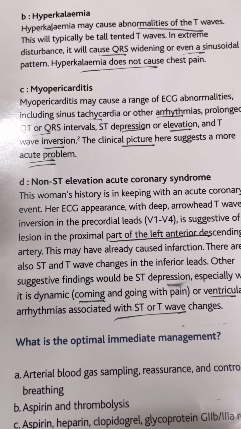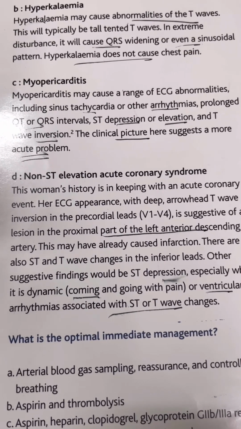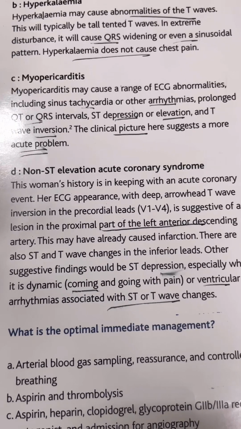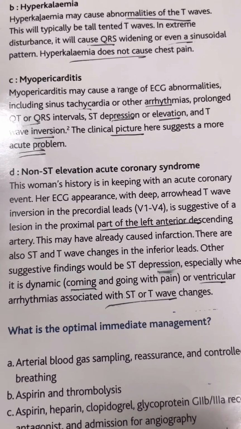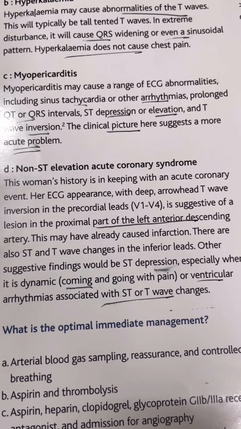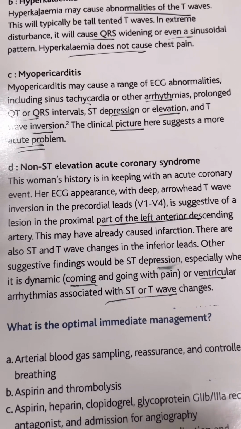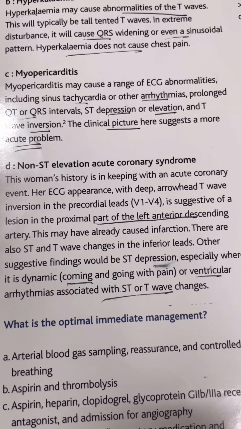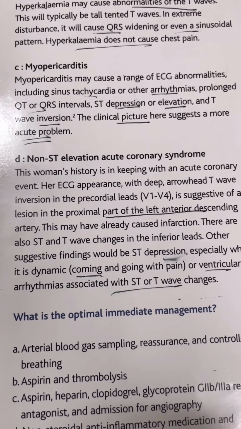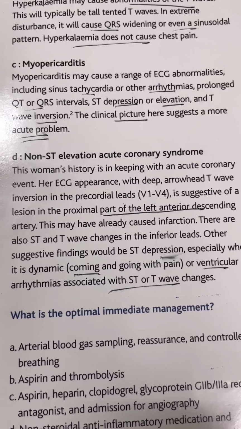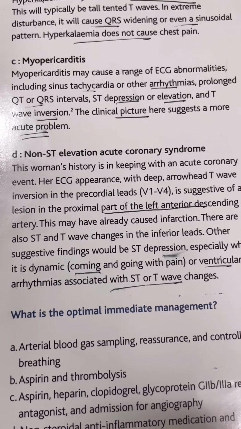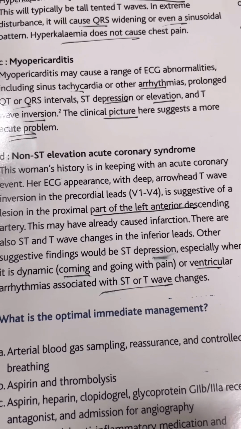Then C, myopericarditis. Myopericarditis may cause a range of ECG abnormalities, including sinus tachycardia or other arrhythmias, prolonged QT or QRS interval, ST depression or elevation, and T wave inversion. The clinical picture here suggests a more acute problem. So it is ruled out.